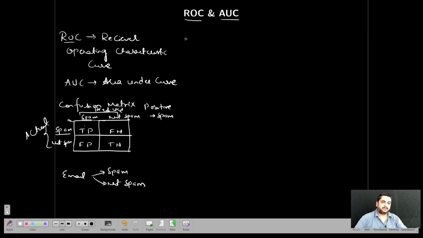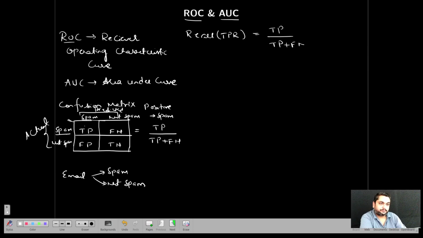Now we have already seen many terms here, but we will only use recall. You know that recall is also called TPR, true positive rate. True positive rate is nothing but true positive divided by true positive plus false negative. And then we also calculate FPR, false positive rate. So this is false positive divided by false positive plus true negative.